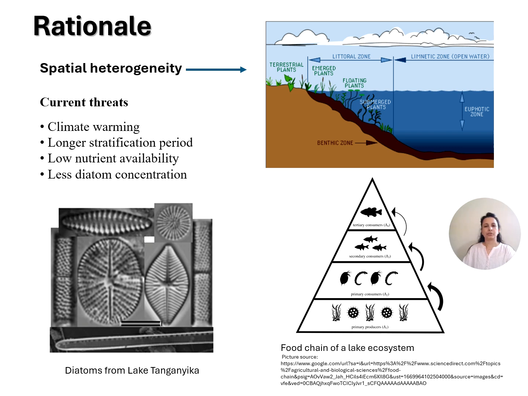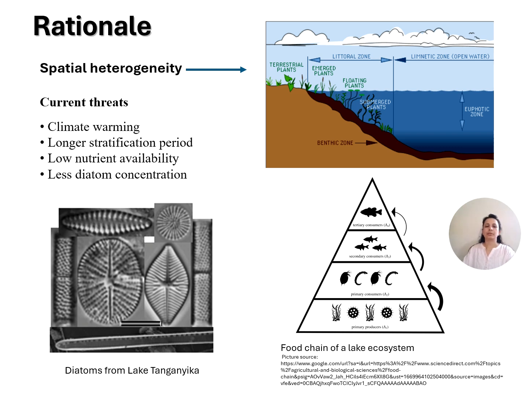For example, due to the climate warming, the lake surface temperature increases, which causes longer stratification period and low upwelling events, which causes decline in nutrient concentration in the epilimnion and brings decrease in diatom concentration.